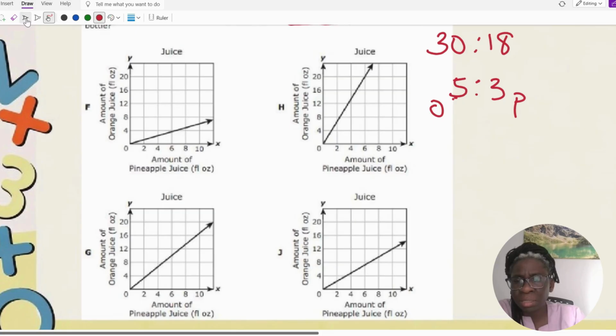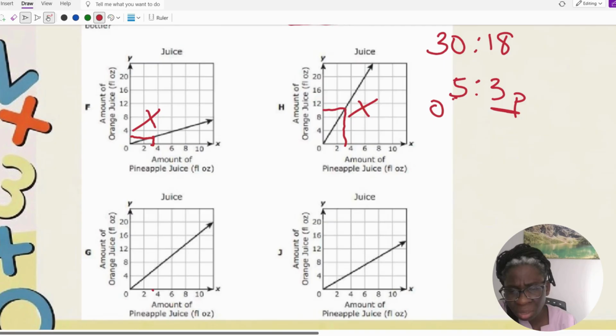So that means when there is 5 on the y-axis, we have to focus on 3 on the x-axis. So let's look for 3 here. If we trace 3 here, it must go to 5 on the orange axis. So this is wrong. If we trace 3 up here, it must be equivalent to 5. This is wrong.